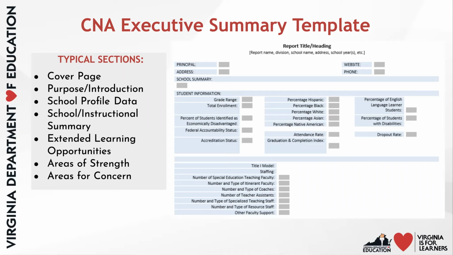The executive summary should include both data and narrative text. Data points are often used to provide a profile of the school or division with information on students, staff, and programming. The narrative portion of the executive summary should be used to provide a summary of the school, its instructional programs, as well as details on extended learning opportunities. And finally, the executive summary should conclude with details on the outcomes of the CNA, areas of strength, and areas of concern. These are the sections for detailing the results and priorities that came out of your CNA analysis.